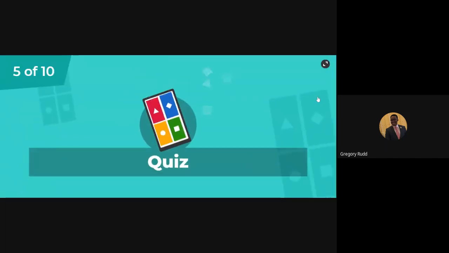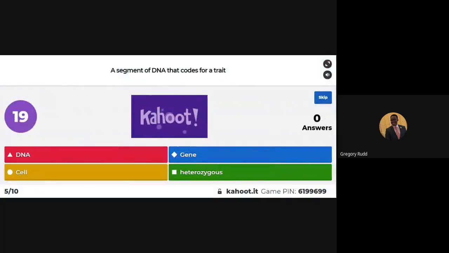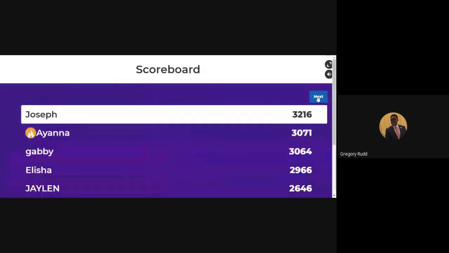Joseph in the lead. It's a good game. A segment of DNA that codes for a trait. What's that called? A segment of DNA. Good. Alicia makes her big move.